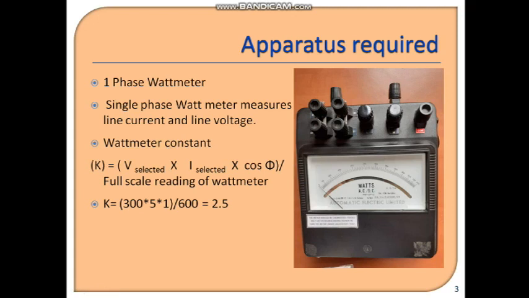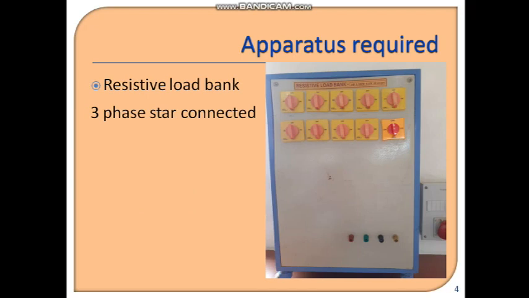The wattmeter constant K is equal to V selected times I selected times cos phi divided by the full scale reading of the wattmeter. So K is equal to 300, which is V selected, 5 amperes is I selected, cos phi is unity, 1, divided by full scale reading, which is 600, so that is equal to 2.5. So the reading shown in the wattmeter should be multiplied by the wattmeter constant.